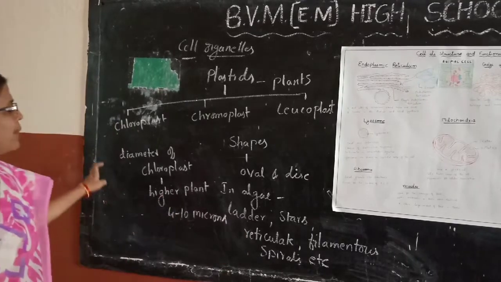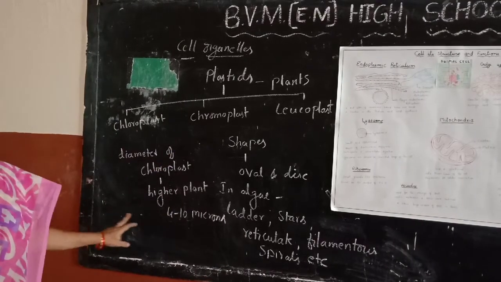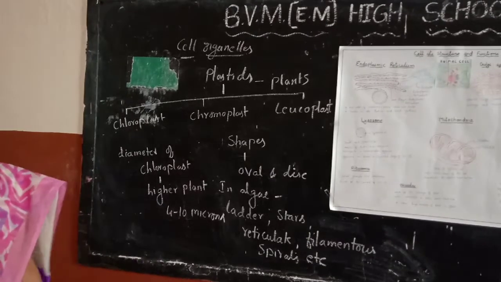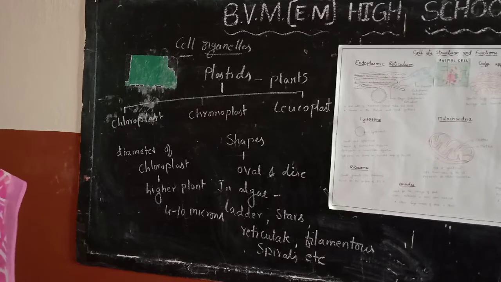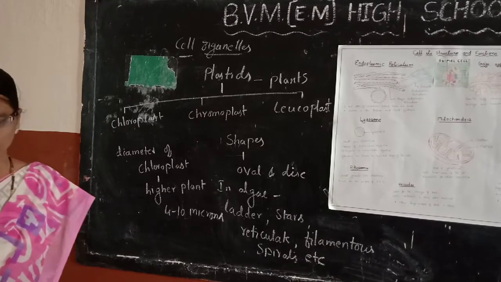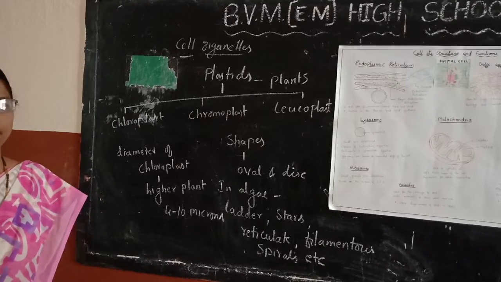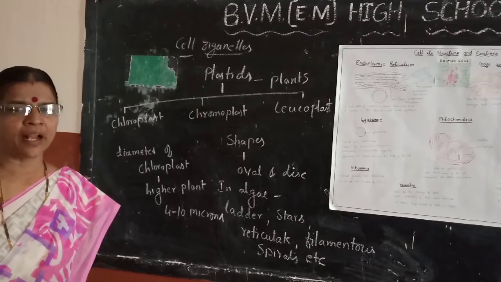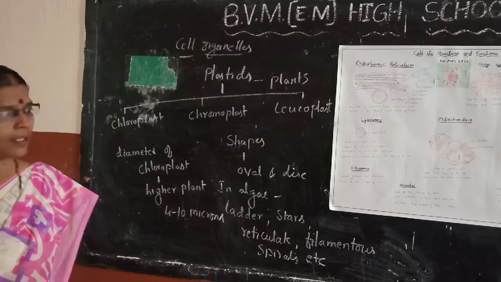The diameter of the chloroplast in higher plants is about 4 to 10 microns. Chloroplasts vary in different plant cells. The primary function of the chloroplast is to trap solar energy and convert it into chemical energy.